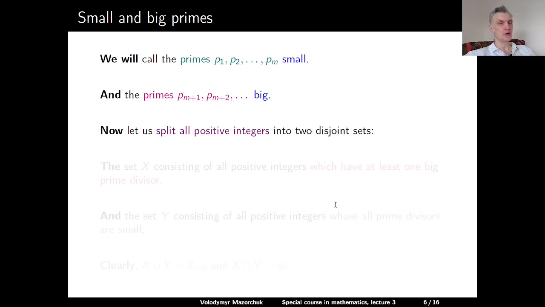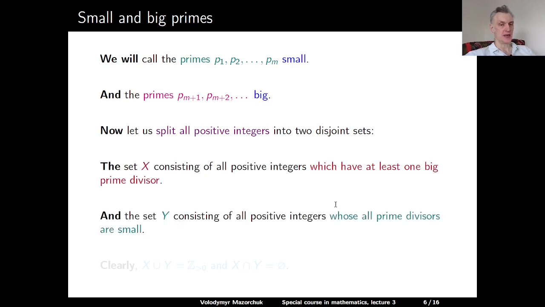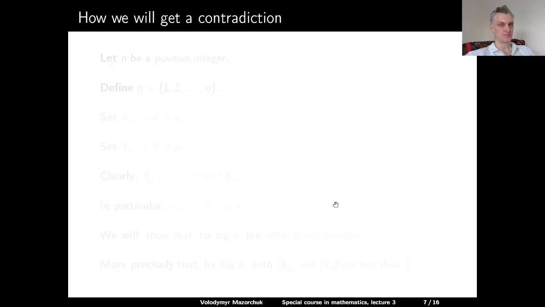So now let us split all positive integers into two disjoint sets. The set X, which consists of all positive integers which have at least one big prime divisor. And the set Y, which consists of all positive integers whose prime divisors are all small. Clearly, directly by the definition, any positive integer is either in X or in Y, and the intersection of X and Y is empty. So the set of all positive integers is a disjoint union of X and Y.